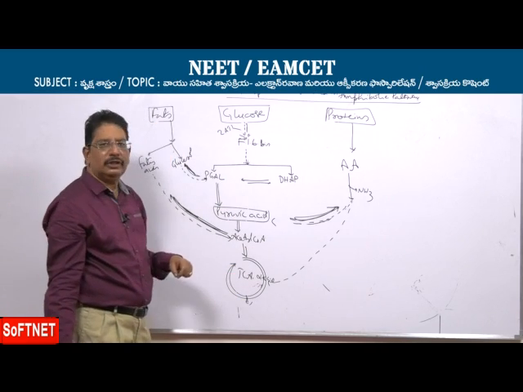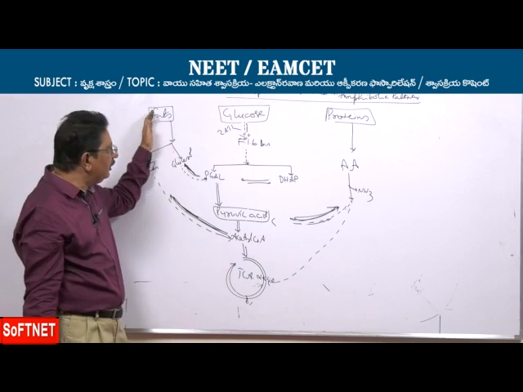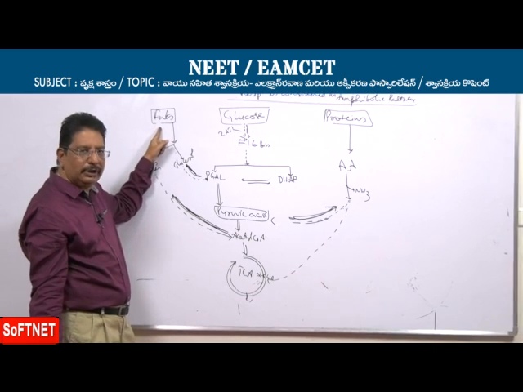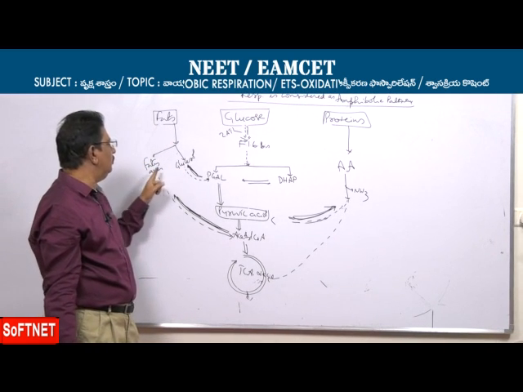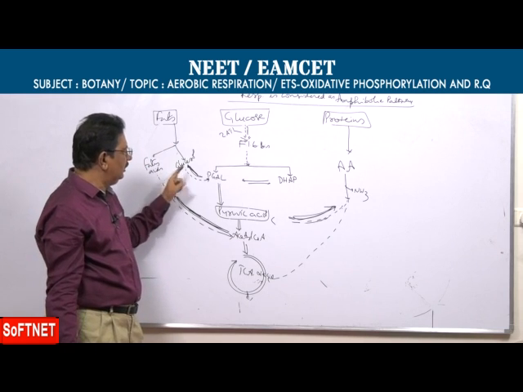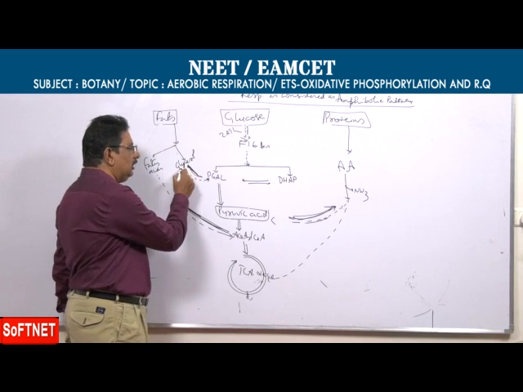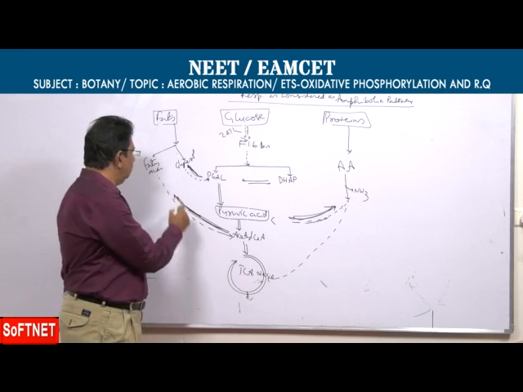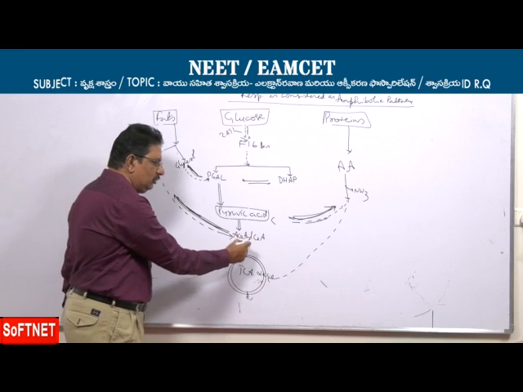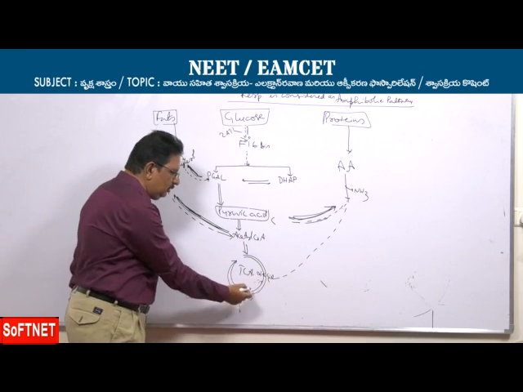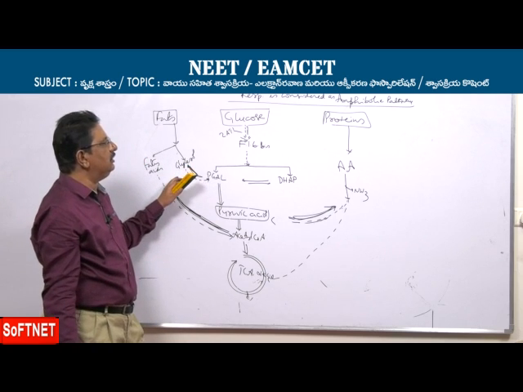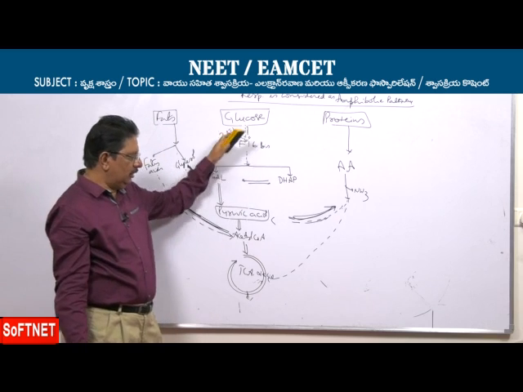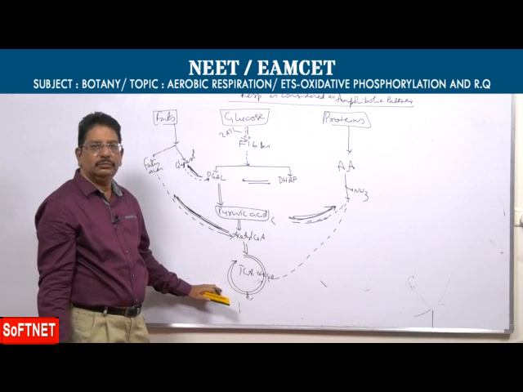In fats, if at all they act as a respiratory substrate, they cannot directly respire. So, because of that complexity, they are first broken down into fatty acids and glycerol, and glycerol converts into PGAL and takes part in respiration. Fatty acids convert into acetyl coenzyme A and take part in respiration. So, in all these cases, whether glucose or fats or protein, there is catabolism.